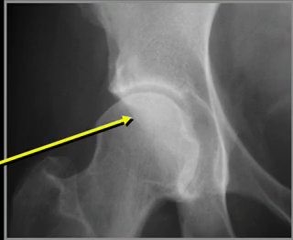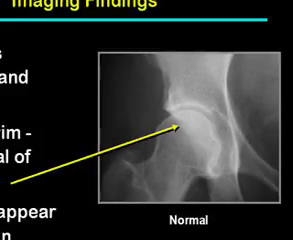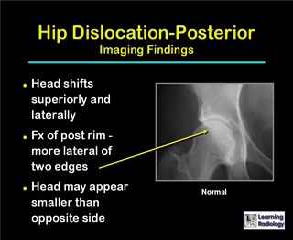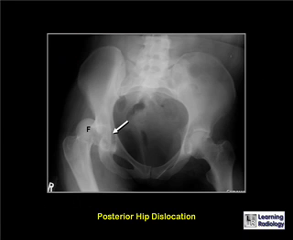There may be a fracture of the posterior rim of the acetabulum, which is the more lateral of the two edges seen on the frontal radiograph, and the head may appear smaller than on the opposite side because the posteriorly dislocated head lies closer to the cassette than does the opposite side, which is not dislocated.